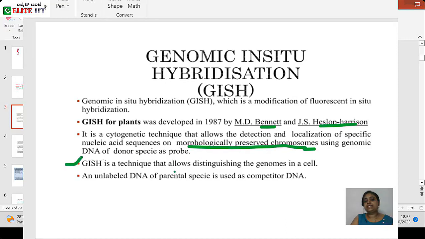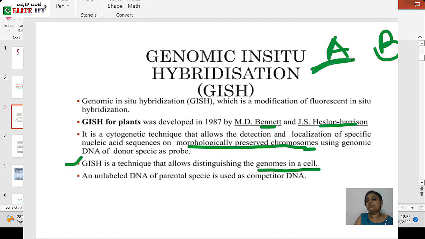Now, GISH is a technique that allows distinguishing the genome in a cell. So if you want to compare genome between species A and species B, you can compare it by the GISH method, because you have to compare between the two whole genome sequences, and that is done through the GISH method. So from species to species, there will be genomic sequence differences, and you can identify that. So mainly the GISH method is used for evolutionary studies.